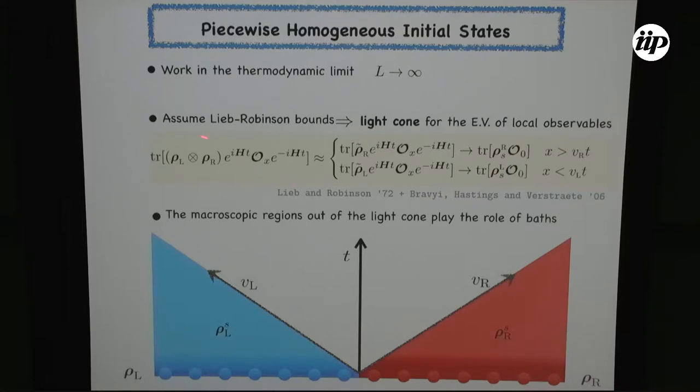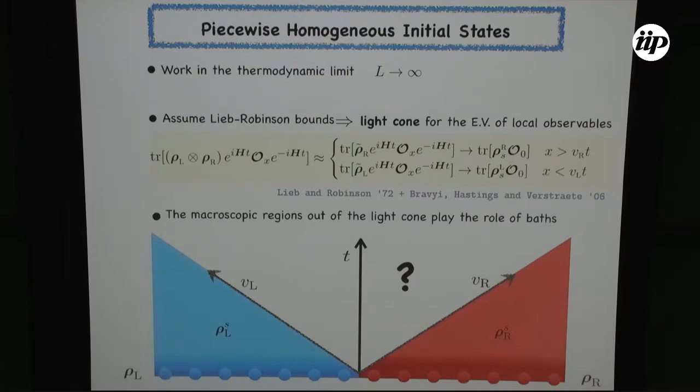What I mean is that if I consider the expectation value of some local observable in my time-evolved initial state, and I take my local observable far enough from the junction, so for distances larger than some maximal velocity times t on the left or on the right, then I will just see the time evolution of a homogeneous system. Just like the homogeneous case I discussed before, where the initial state is just rho right or rho left. So this is what allows you to make this identification between these two regions out of the light cone and the baths. But the non-trivial question is about what happens in this region here in the middle.